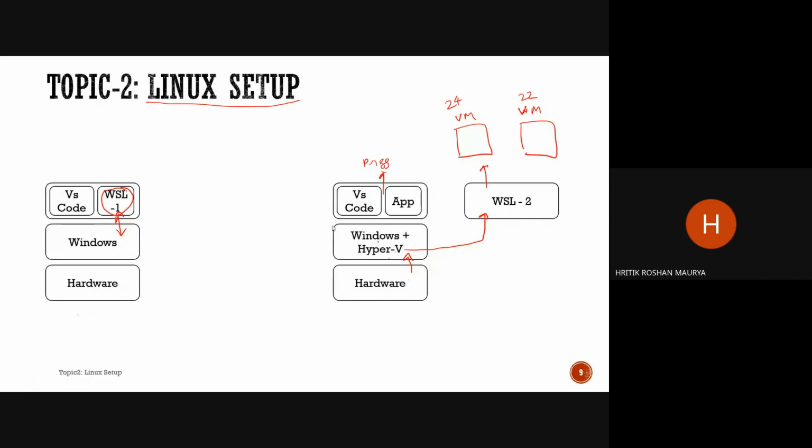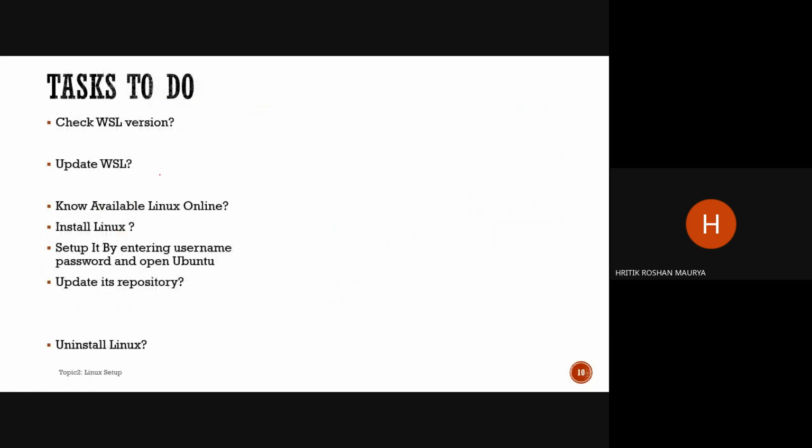Okay. Let us do the Linux setup. So the first thing is to check the WSL version, whether it is 1 or 2. Next thing is, if it is 1, can we update to 2? Yes, we can update to 2. Then we will install it, and also we will learn how to uninstall it. So the first command to check the version is wsl --version. Okay, so I think I should show you all practically how to do that.